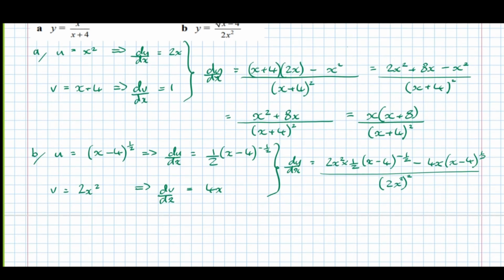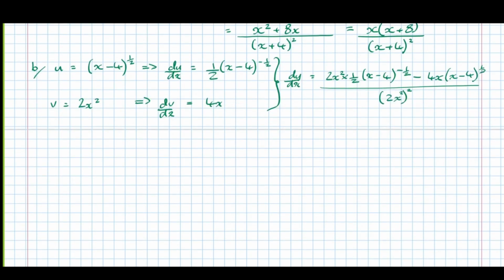And let's simplify that now. So that's equal to, well, 2 times a half is 1. So that just becomes x squared, x minus 4 to the minus 1 half, minus 4x, x minus 4 to the power of half, all divided by v squared.